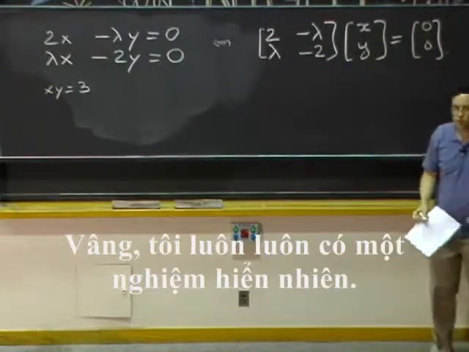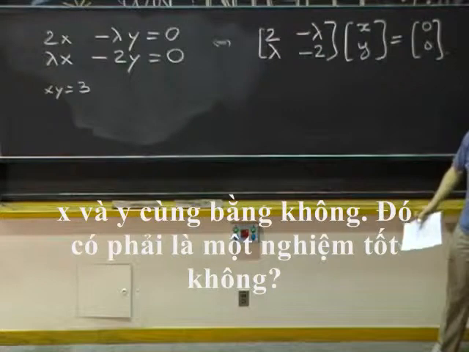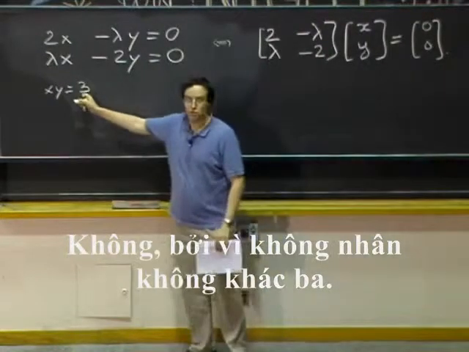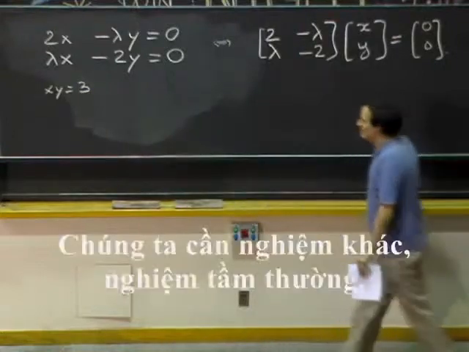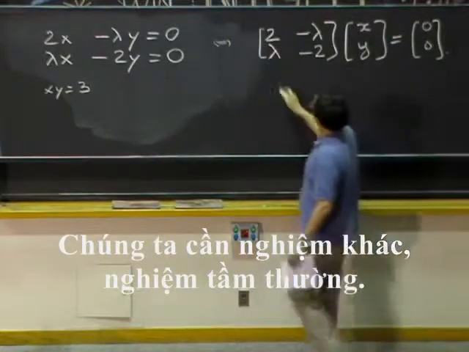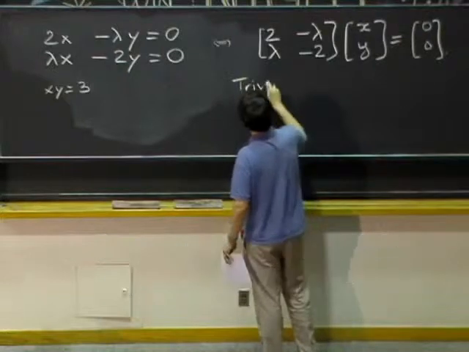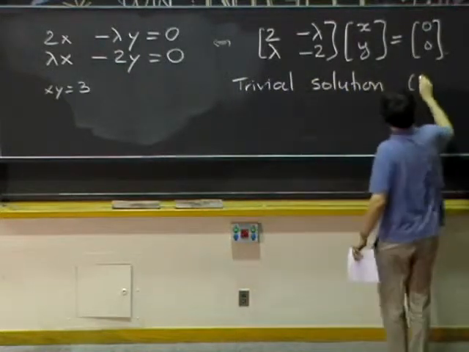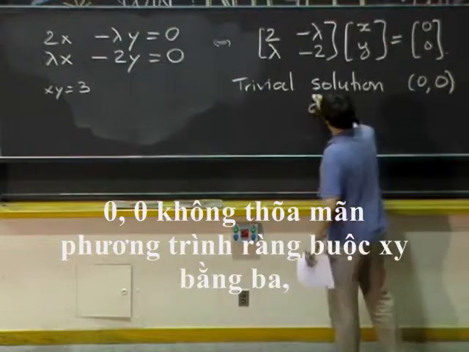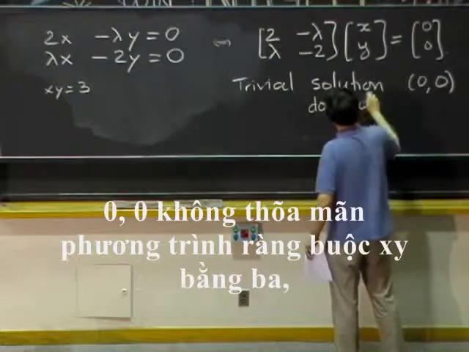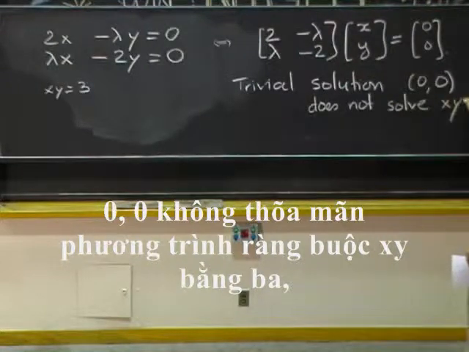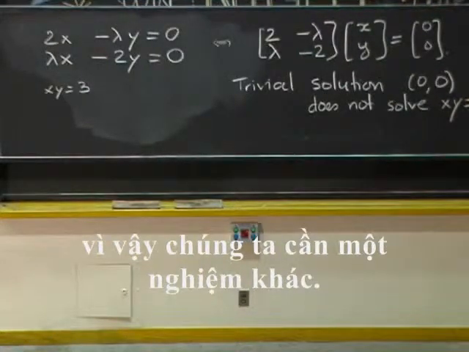Now, how do I solve a linear system, matrix times (x, y) equals 0? Well, I always have an obvious solution. Okay, x and y both equal to 0. Is that a good solution? No, because 0 times 0 is not 3. Okay? So we want another solution. So the trivial solution, 0, 0, does not solve the constraint equation xy equals 3. So we want another solution.